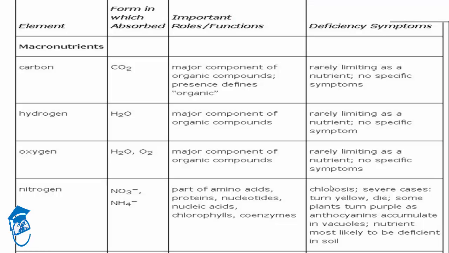So these are the macronutrients: the form in which they are absorbed, their roles and their deficiency symptoms. Carbon is mainly absorbed in carbon dioxide form. What's the role of carbon? It is a major component of organic compounds. Its presence defines organic. Now what's the deficiency symptom of carbon? It is rarely limiting as a nutrient. No specific symptom is seen.